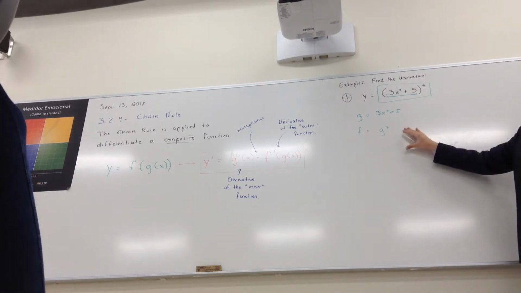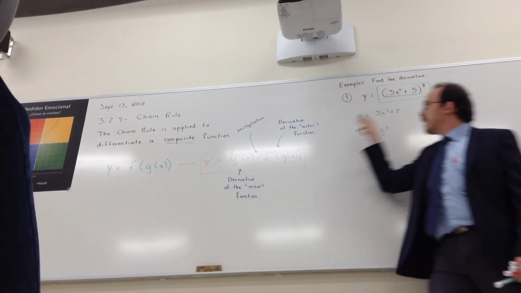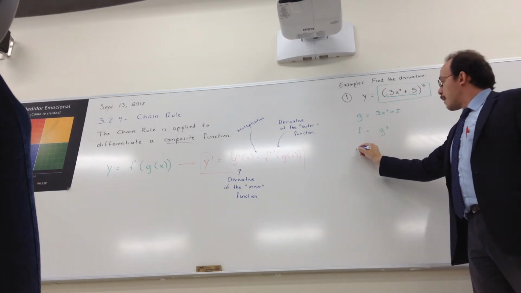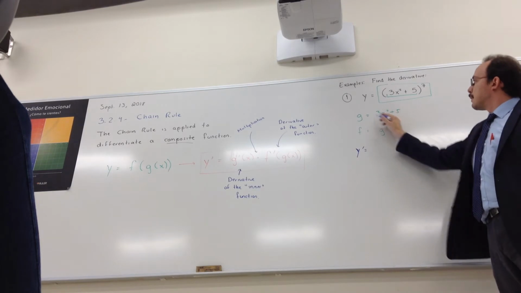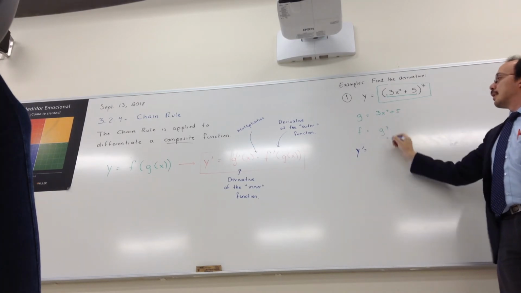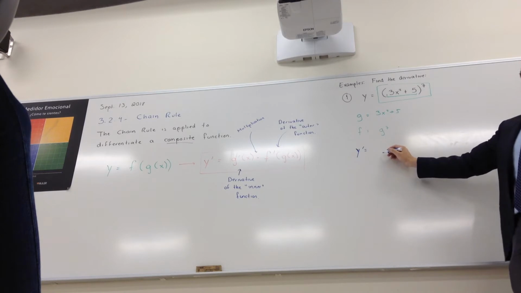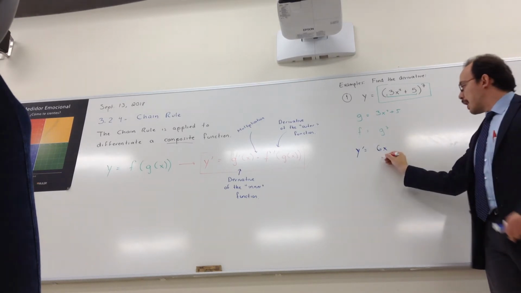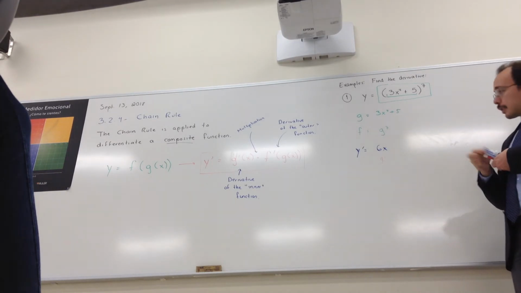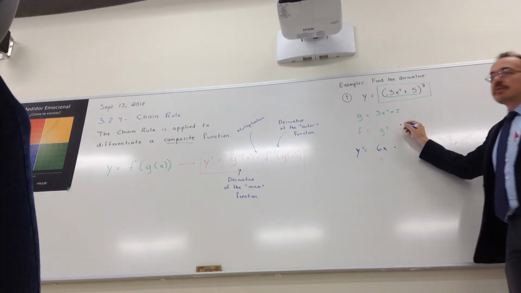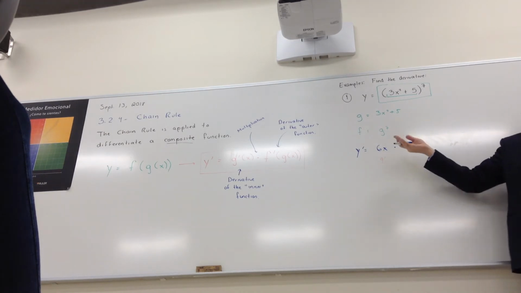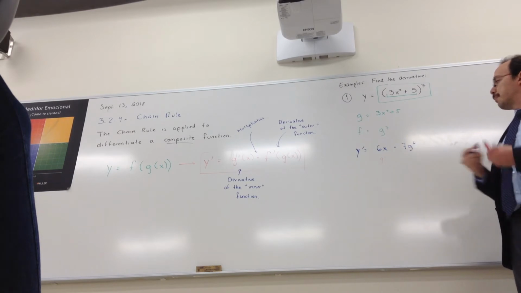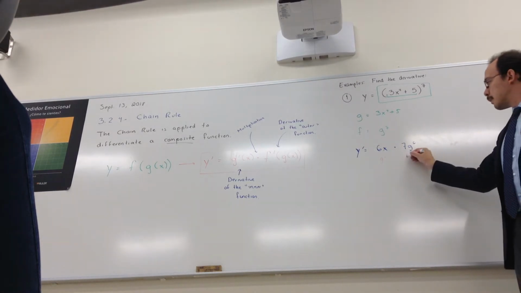Now I already decomposed it. Now we're going to find the derivatives of each one of them. So y prime, the derivative, is going to be the derivative of g, of 3x squared plus 5. The derivative is 6x. That's g prime. Times the derivative of g to the 7th. Do it as you normally do the power rule: 7g to the 6th power. That will be the f prime.